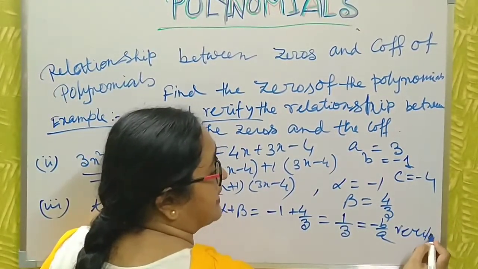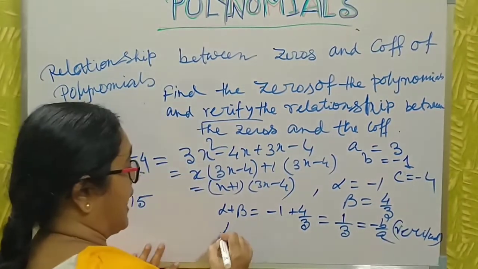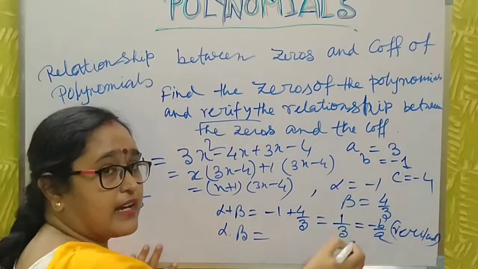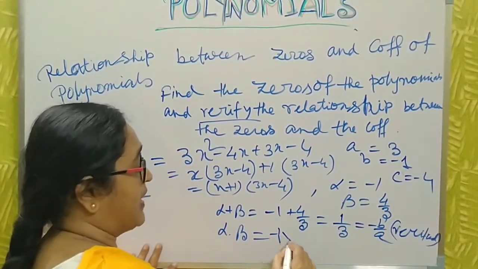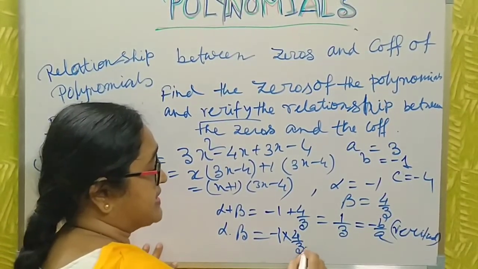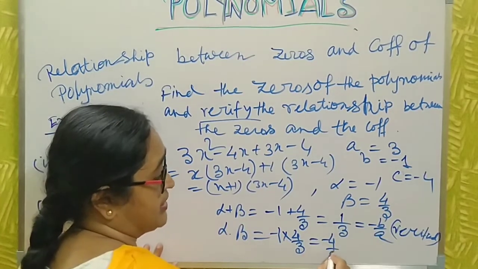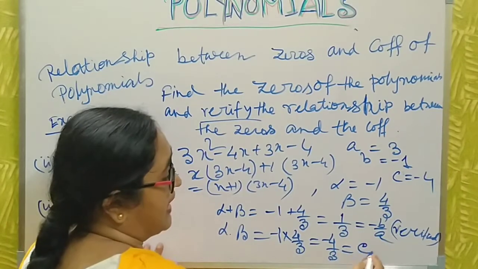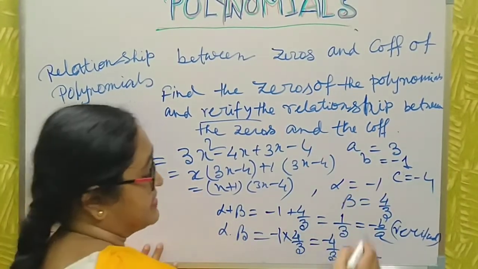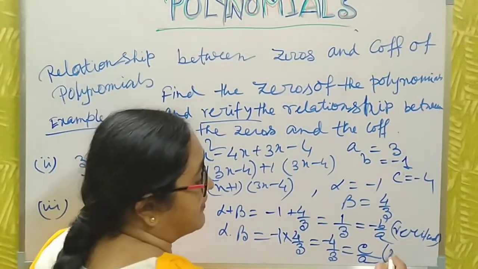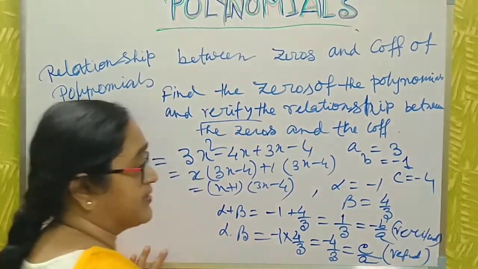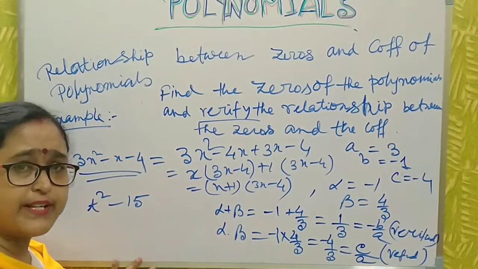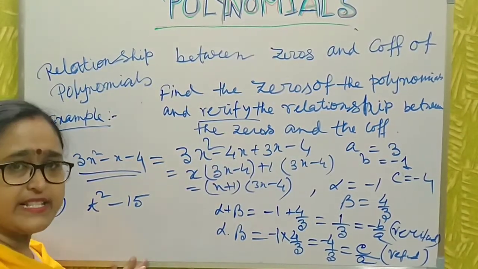Okay. Now alpha into beta. Alpha into beta is what? Just to get the result, minus 1 into 4 by 3. This is just minus 4 by 3. This is c by a. Yes. C is what? Minus 4, and a is what? 3. This is also verified.